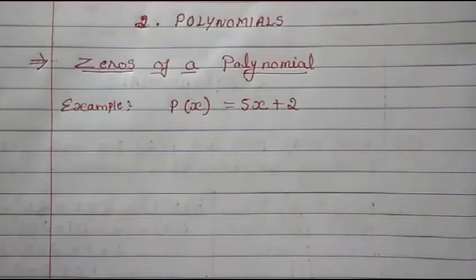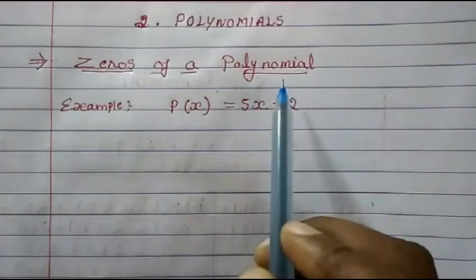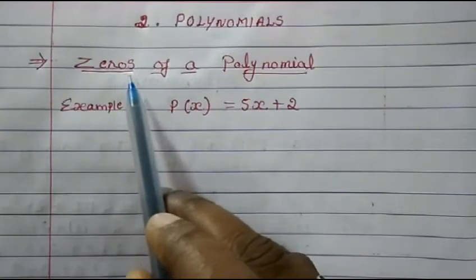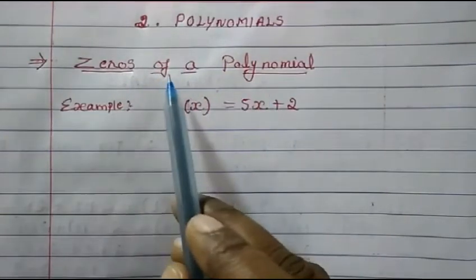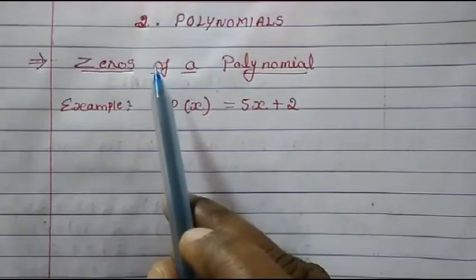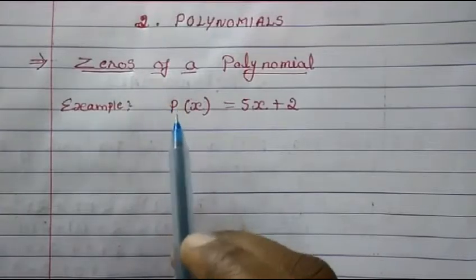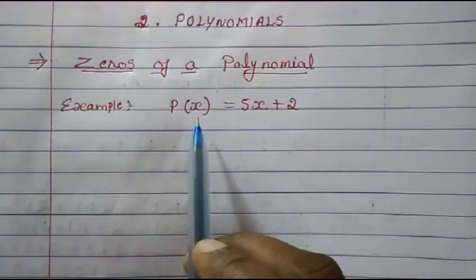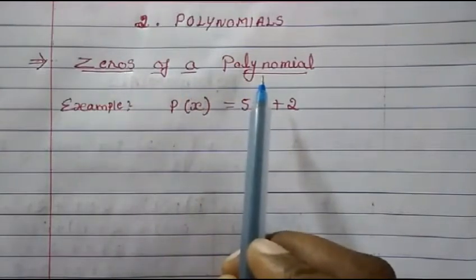Today we are going to study from chapter Polynomials, Zeros of a Polynomial. Today's topic is Zeros of a Polynomial. This concept is very important to solve exercise 2.2 question 3 and 4. So just pay attention. From this example, let's try to understand what is the meaning of zeros of a polynomial.